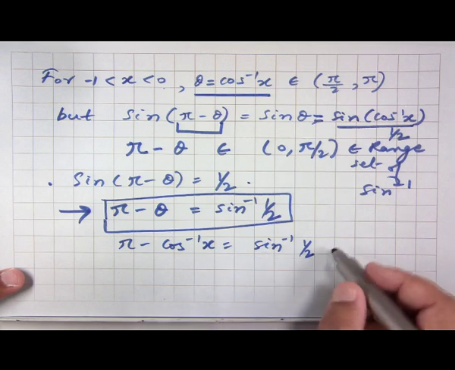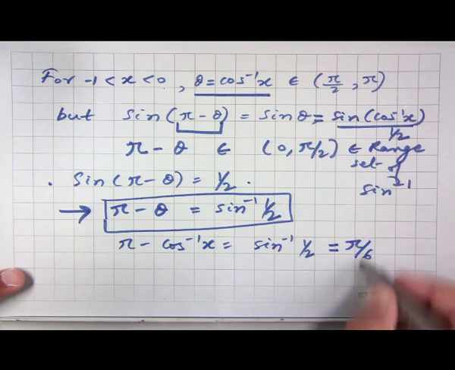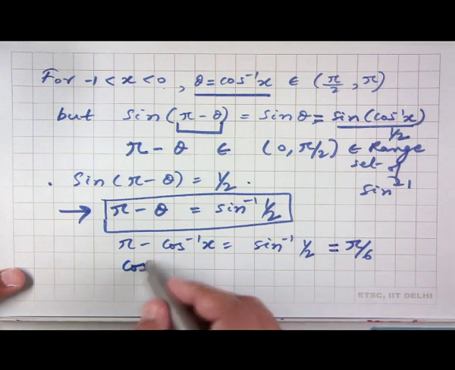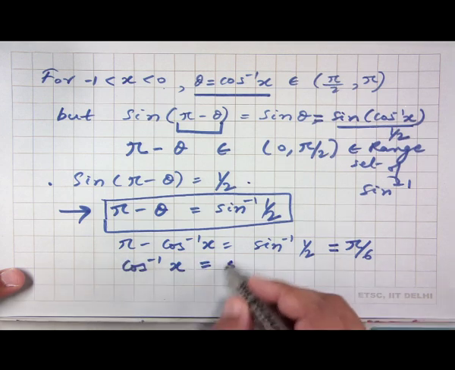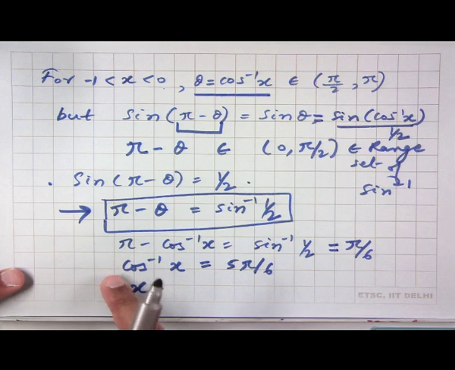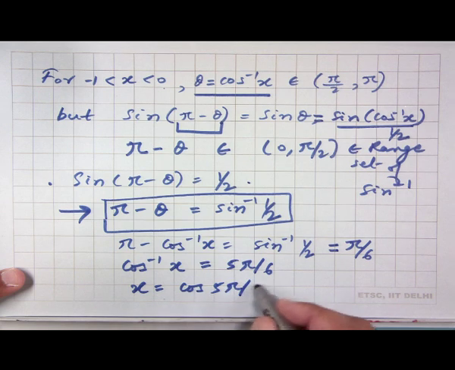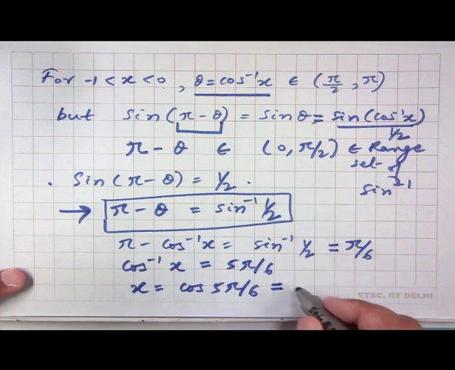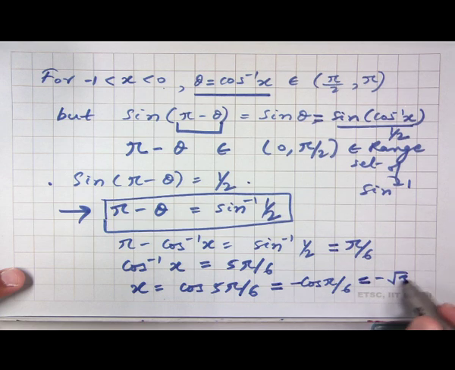Of course, sine inverse of half equals pi by 6, and therefore we get cos inverse x equals pi minus pi by 6, which is 5 pi over 6. Therefore, if we take the cos on both the left and the right hand side, we get x equal to cos of 5 pi by 6, which is going to be equal to minus cos pi over 6, which is equal to minus square root of 3 over 2.